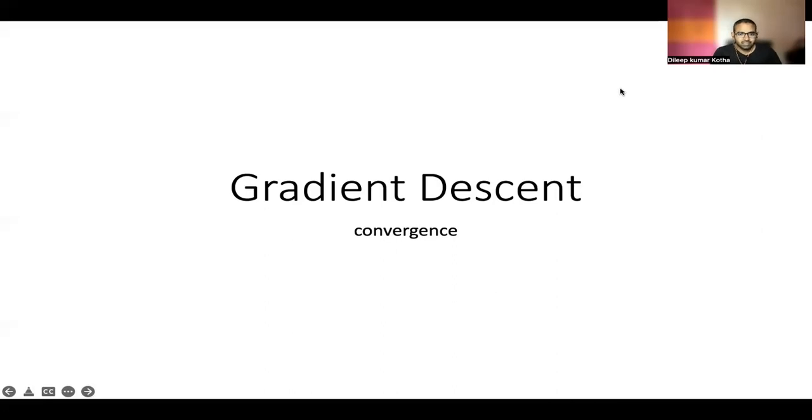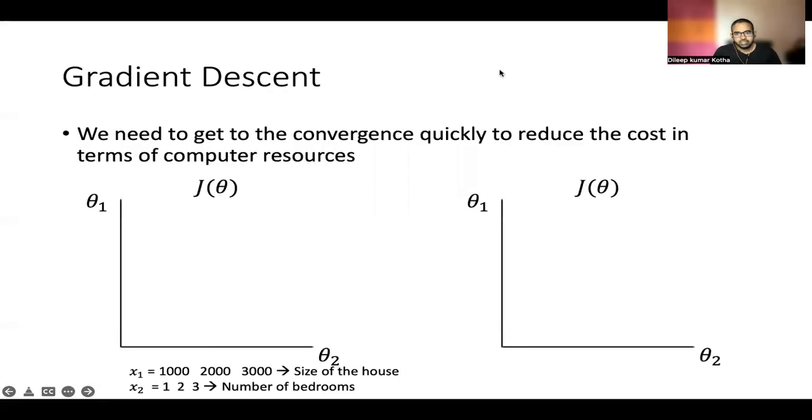Today we'll talk about convergence in gradient descent. So what is convergence? Convergence means the point where the cost function value becomes minimum. Now in gradient descent, our goal is to approach the convergence point for the cost function as quickly as possible. So this will reduce the impact on computing resources.